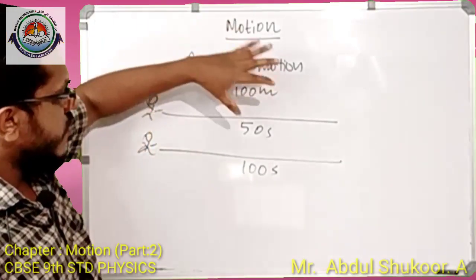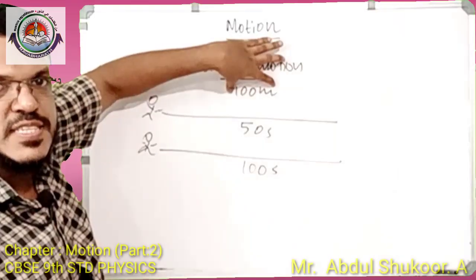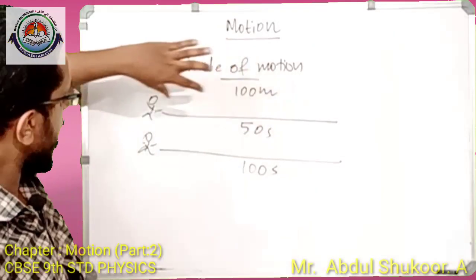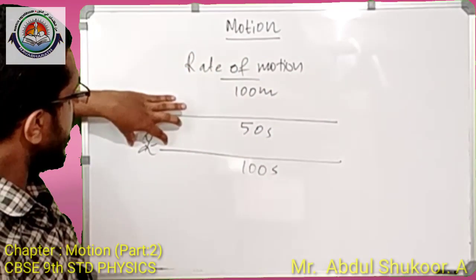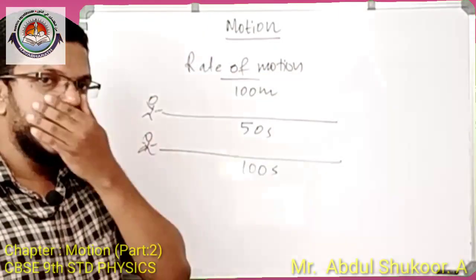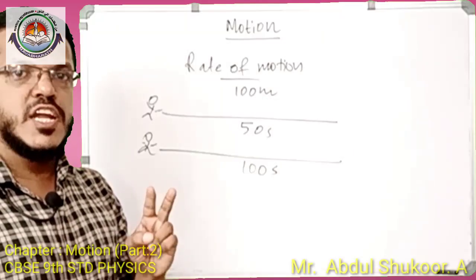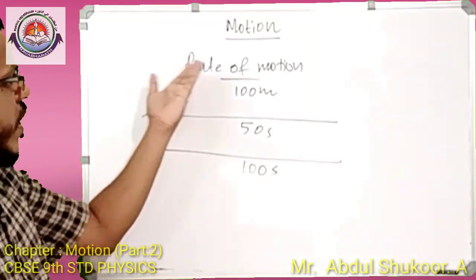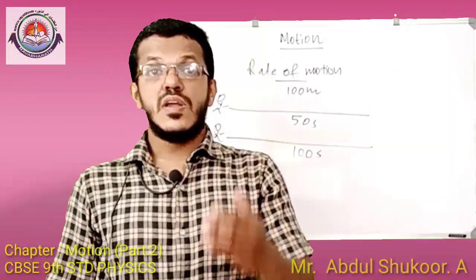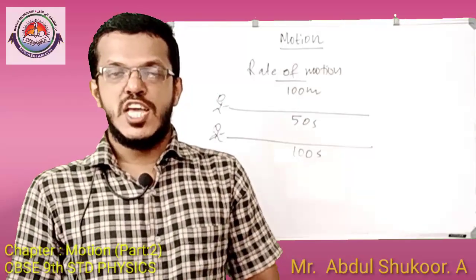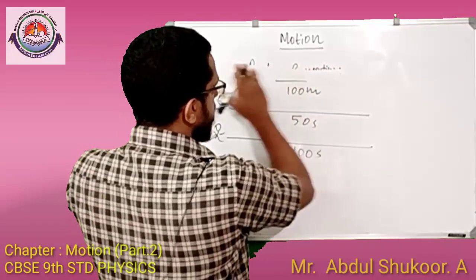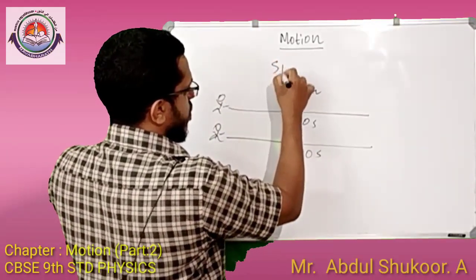You can find out how much distance was covered by you in unit time. Then we can calculate how much distance your friend covered in unit time. By that method, you can find out whose rate of motion is greater. Understood? This rate of motion is known as the speed of the body.